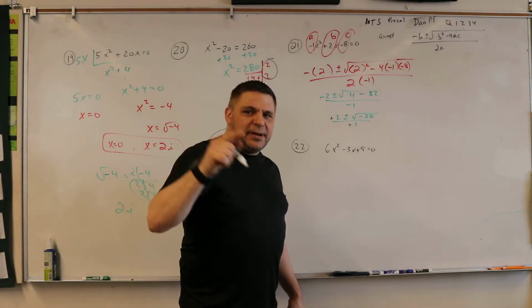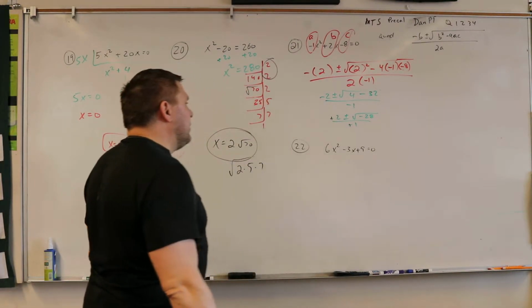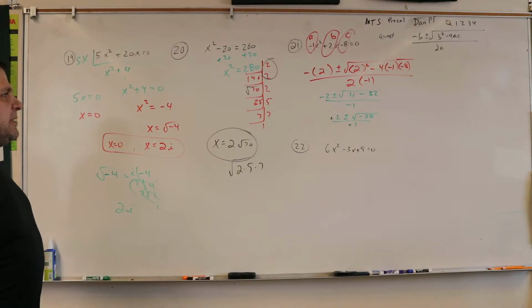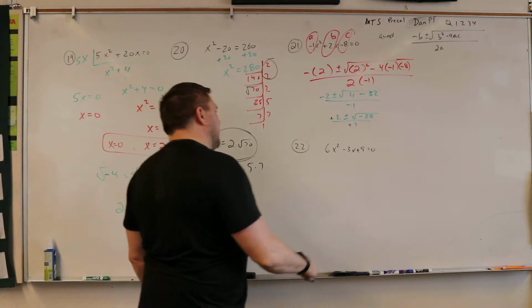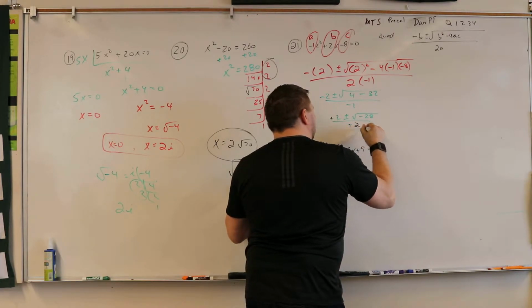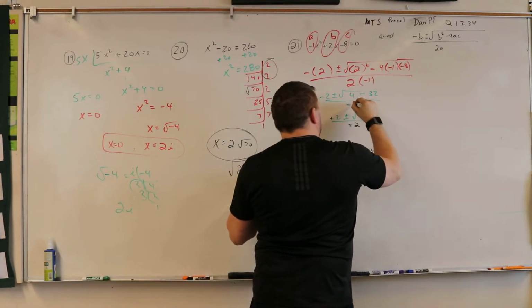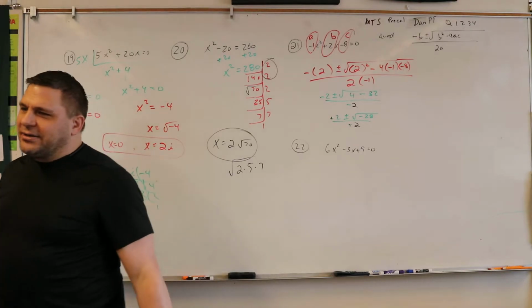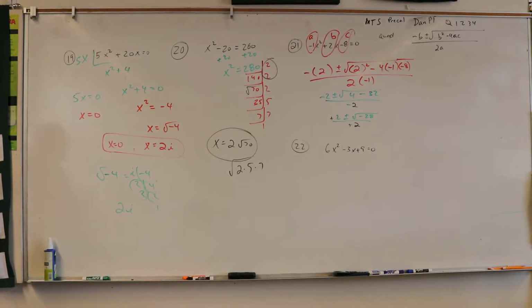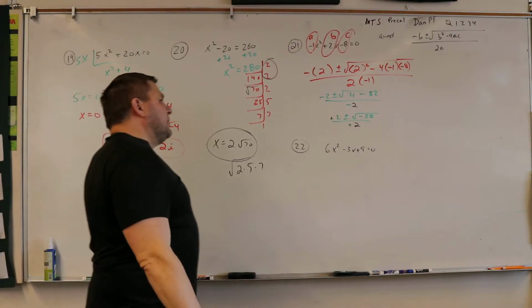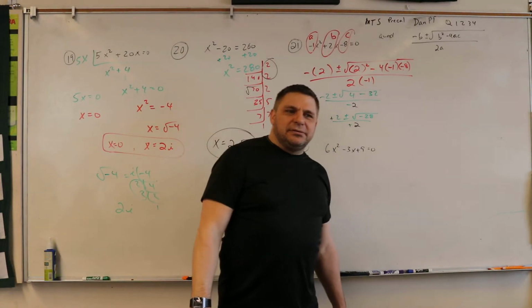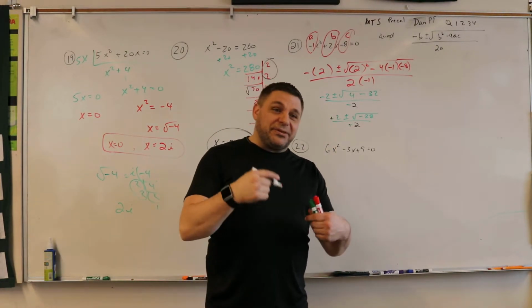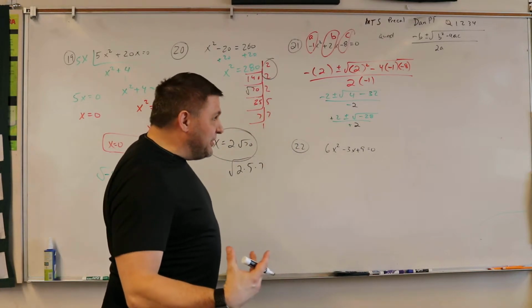Okay? Yes, ma'am? 2 times negative 1, negative 2. 2 times negative 1 is negative 2. Absolutely. Thank you, ma'am. That should be a 2, and that should be a 2, because that's crazy talk, thinking that that's 1. Right? Thank you for helping me get that right the first time. I mean the second time, but the first time on film, right?